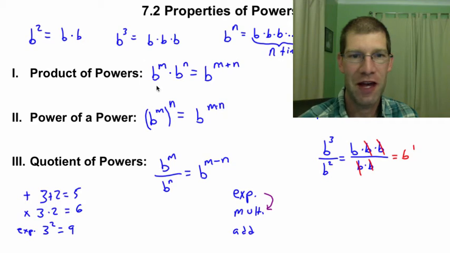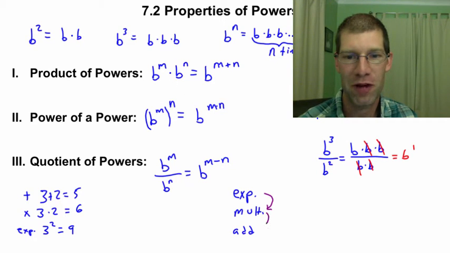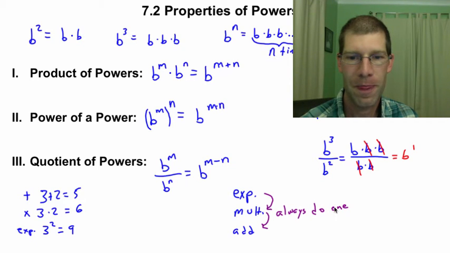It works then if you have multiplication. If you have something to a power times something to a power, if you're multiplying them, well, you do one step lower with the exponents. Always do one step lower, maybe I should be saying weaker, with the exponents.